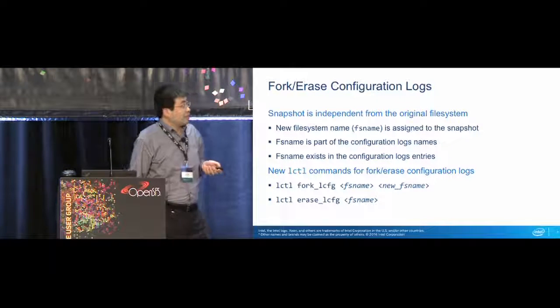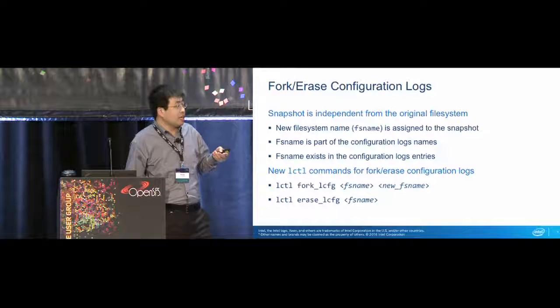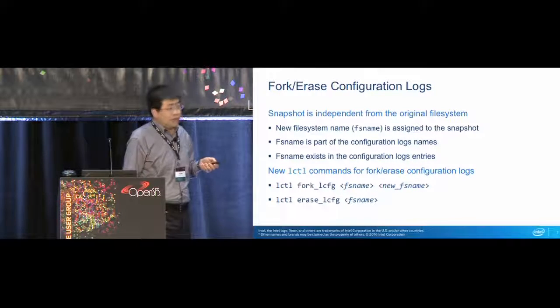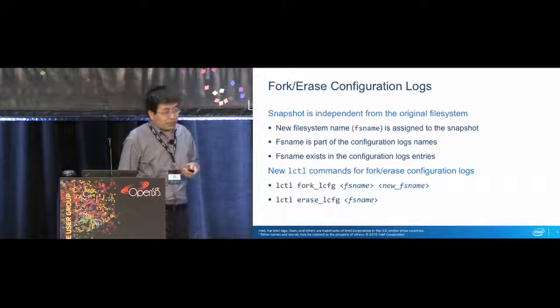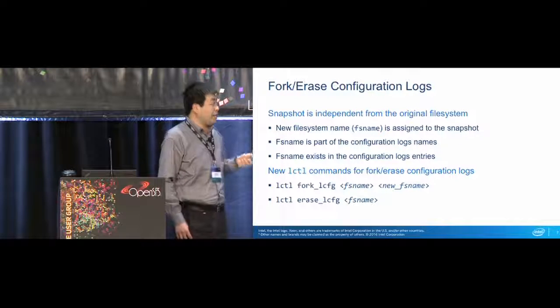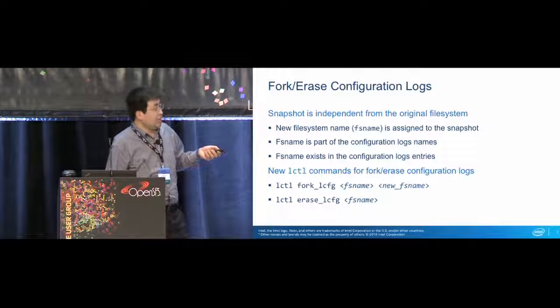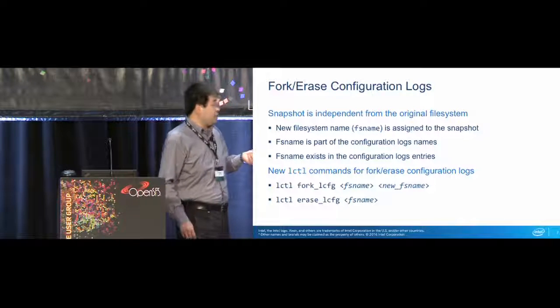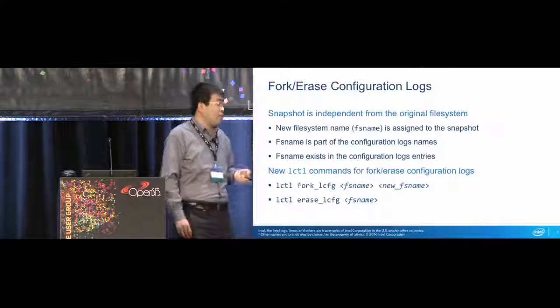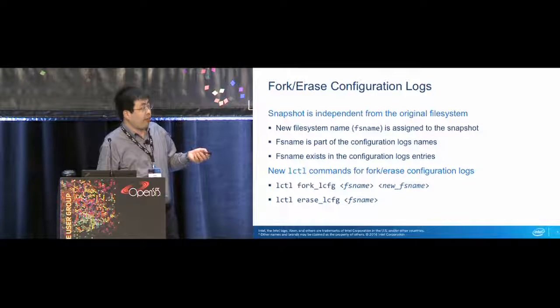Because a ZFS snapshot is strictly read-only, we cannot modify the data after the snapshot is created. So we have to prepare the file system name and the related config logs before the snapshot is created. Then, when the snapshot is created, it can inherit such information from the original file system. For this purpose, we implemented new LCTL commands, including fork LCFG to generate new config logs and FS name, and erase LCFG to remove specified config logs.